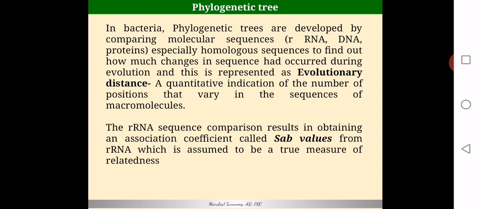Usually, the most important and significant character we use to construct a phylogenetic tree is the comparison of molecular sequences. And for molecular sequences, we use molecules like rRNA, DNA, and proteins, right? So these rRNA molecules and DNA sequences are very much conserved sequences, right? So within these regions there are certain homologous sequences, and these homologous sequences will not change during evolution, right?